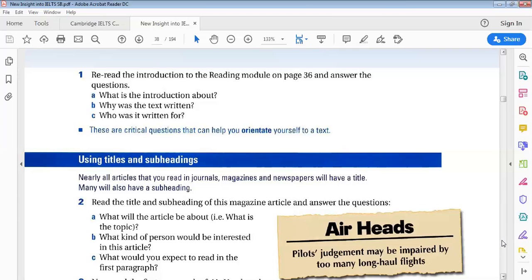And then, why was the text written? To give us an overview of the reading module. Who was it written for? It is written for both candidates, academic as well as general.